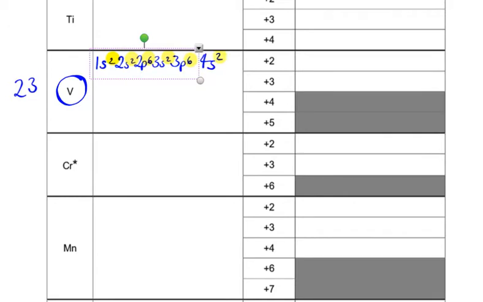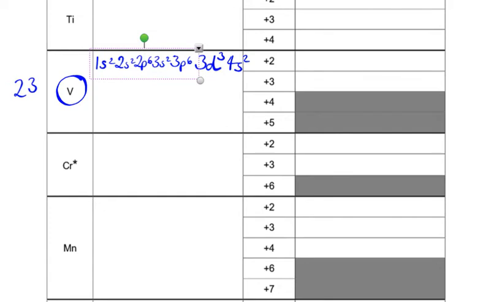So 20 electrons so far, so we need 3 more, and they're in the 3d. So that's 3d3. When we write these down, we'd normally put the 3's all together, so let's put the 3d's next to the 3p's. So that's how we would quote the full electron configuration for vanadium.